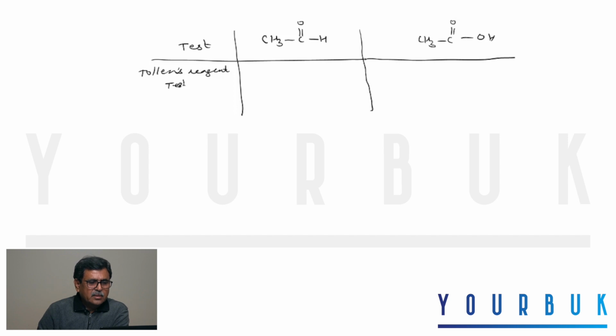Then you write the reagent used in this. So we use ammoniacal silver nitrate. So this is Tollens' reagent. And then we warm the solution. And this aldehyde, the ethanal, gives a silver mirror.